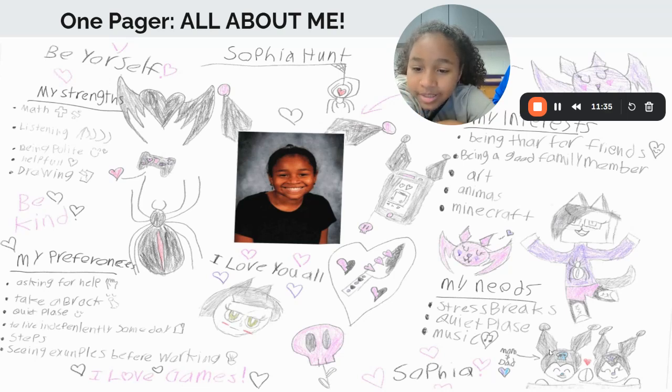To live independently someday. I think I want to live in a nice, quiet house someday when I get older. Steps. I like following instructions and listening to steps. Seeing explanation before working. So I look at the directions before I do my work.